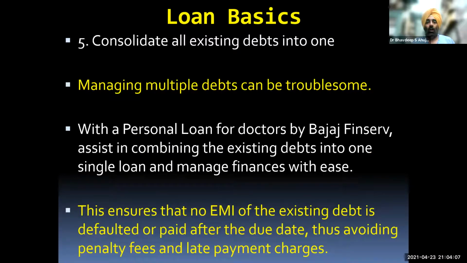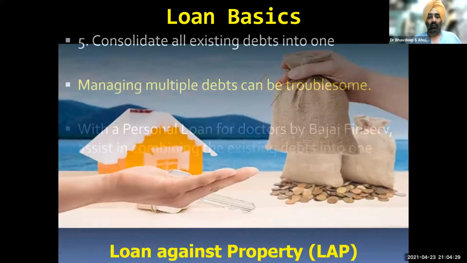Then they also want you to consolidate all your existing debts into one, because managing multiple debts can be very troublesome. So you can combine all your debts into one single loan and manage your finances with ease. This ensures that none of the EMIs is defaulted. Imagine the ways they have to sell their loans.